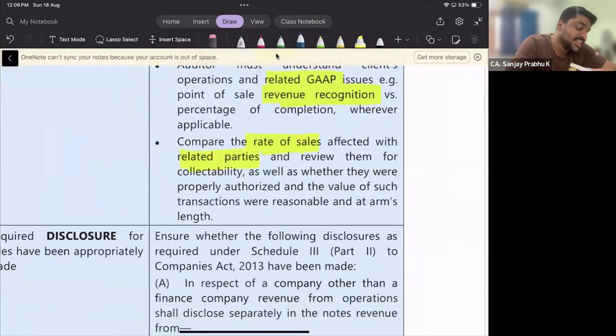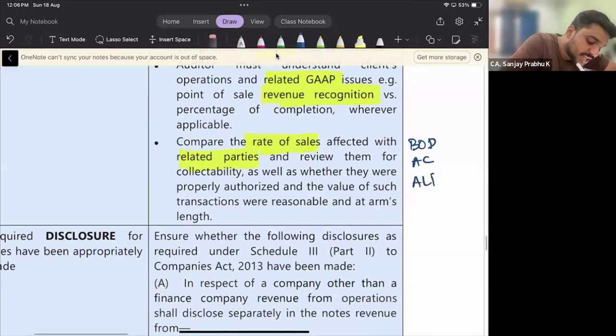If any sales has been made to a related party, as an auditor, we have to check whether board of directors' approval is received, whether audit committee's approval is received. Now, whether the transactions were done at arm's length price. Arm's length price means reasonable market price. Whether the price charged to the related parties is at arm's length price. These are the few things you have to verify.